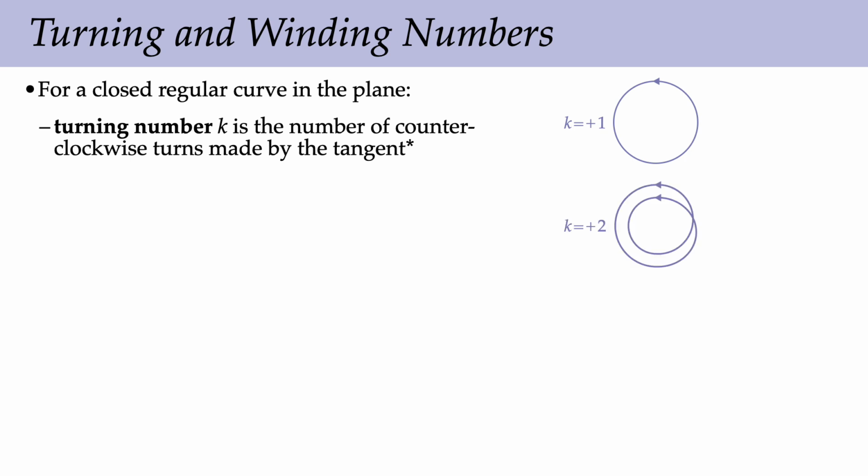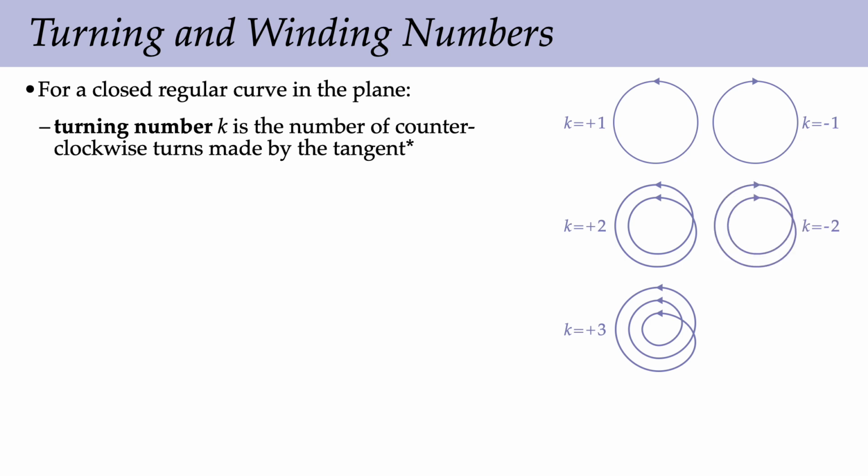Similarly, if we have a curve like this, it has a turning number of +2 because the tangent has to turn around twice or 3 times or whatever. We can also consider a curve that's oppositely oriented, right? The same circle but going the other direction. In this case, the turning number is -1 because the tangent experiences, well, a clockwise rotation as we go around the curve. Likewise, if we change the orientation on these other two curves, we get a turning number of -2 and -3.